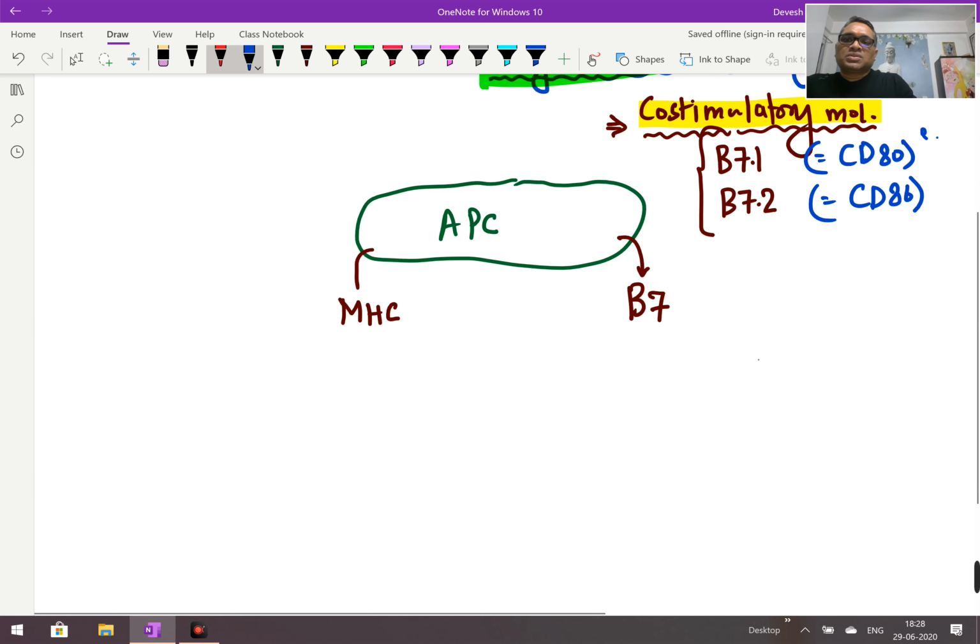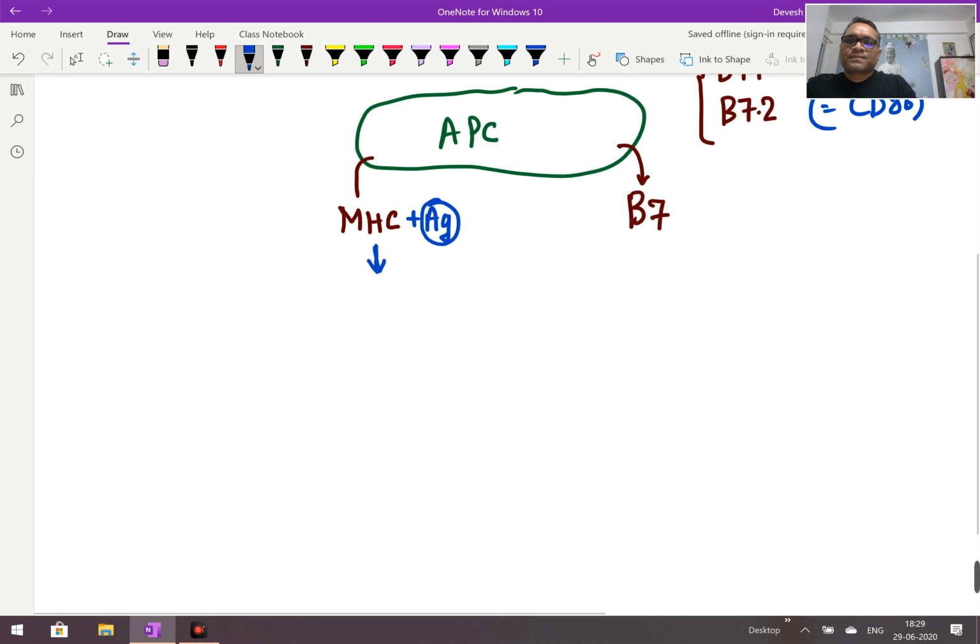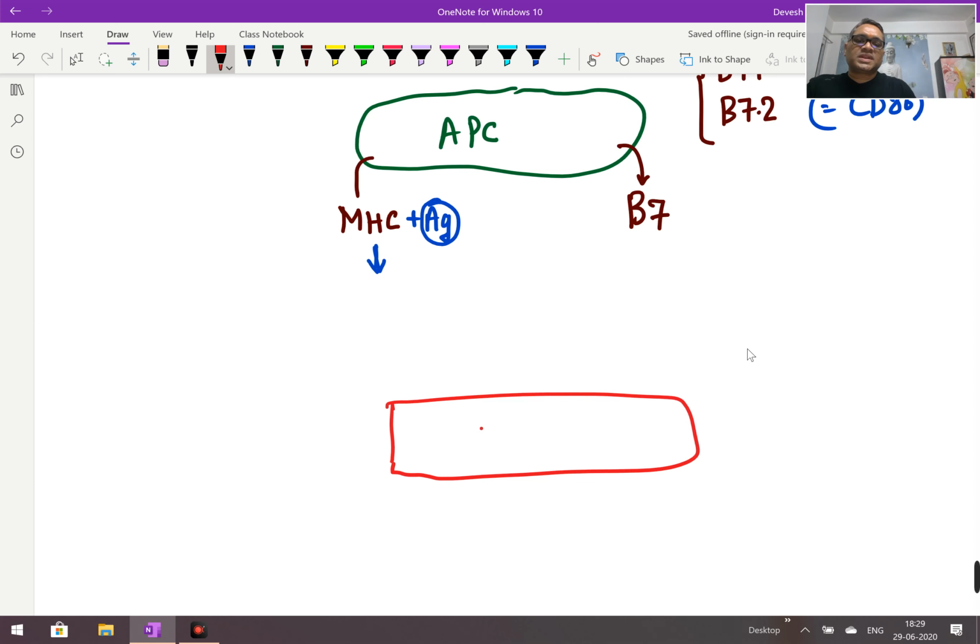Now this MHC complex will combine with antigen, or it will take the antigen and present it to the T cell. Now we will see what will happen. This is the T cell. The T cell has a T cell receptor to accept this MHC complex along with the antigen. So what I am showing you is that the T cell receptor will take up this MHC complex along with the antigen.